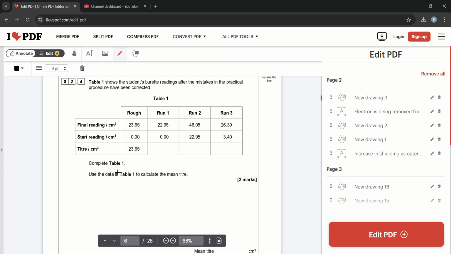It's 2.4. Complete table 1. So all we're doing is going to be 22.95. This one's going to be 46.05 minus 22.95. And here's a trick. 46.05 minus 22.95, we get 23.1. But we have to give it as all these values: 23.10. Then 26.30 minus 3.40 is 22.9 in the calculator. 22.90.